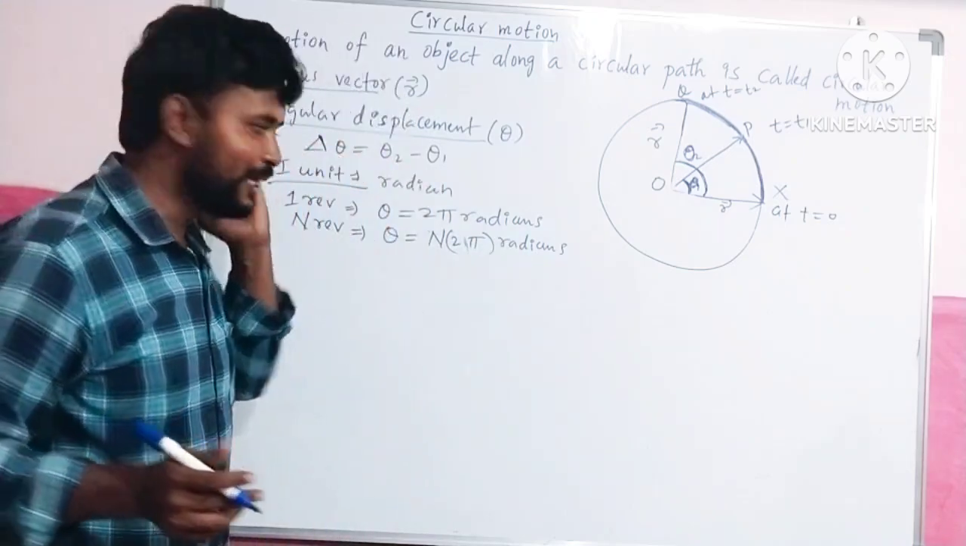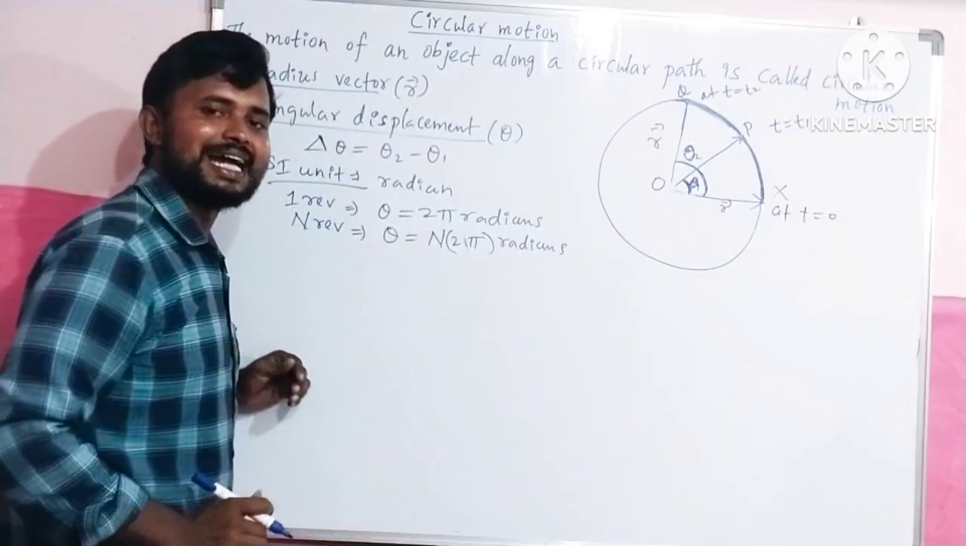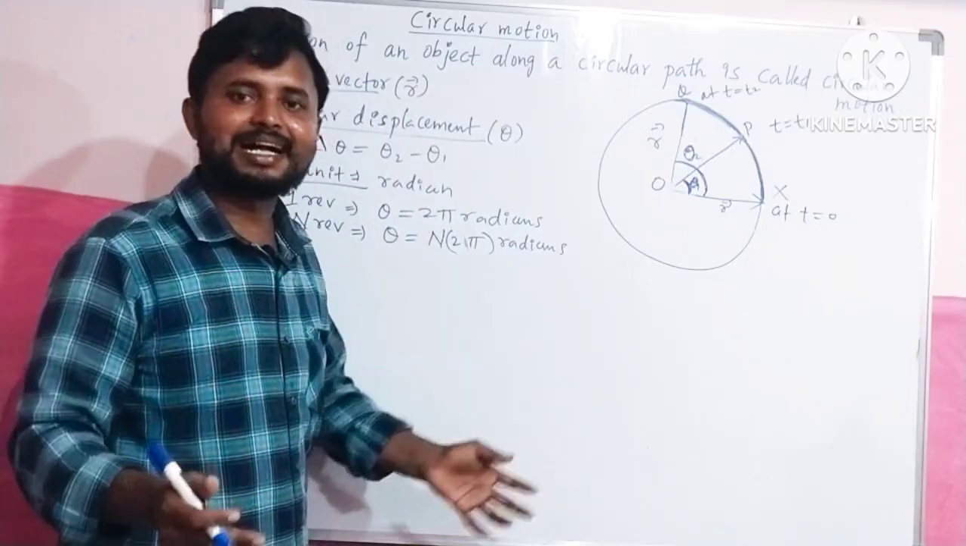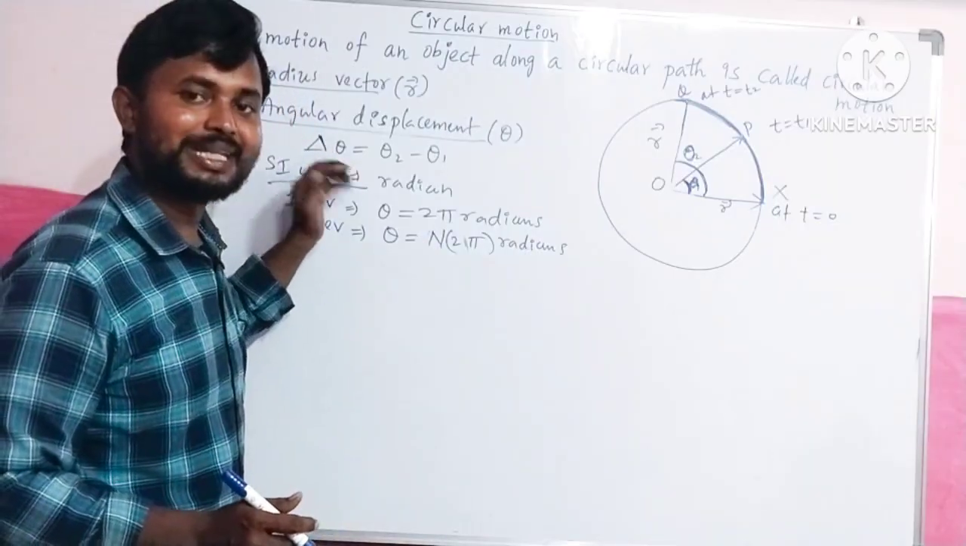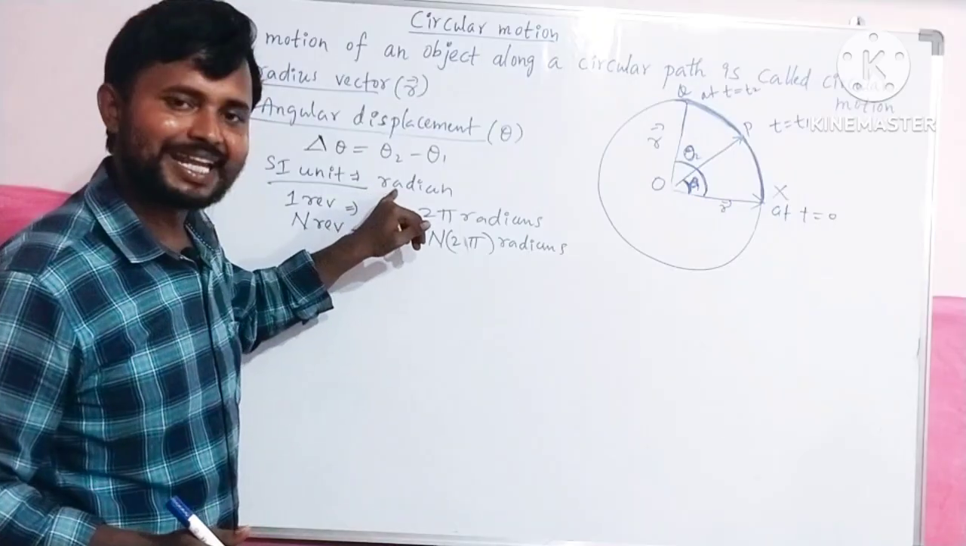Angular displacement means the change in angular position. The change in angular position is called angular displacement. Delta theta equals theta 2 minus theta 1. The unit of angular displacement is the radian.